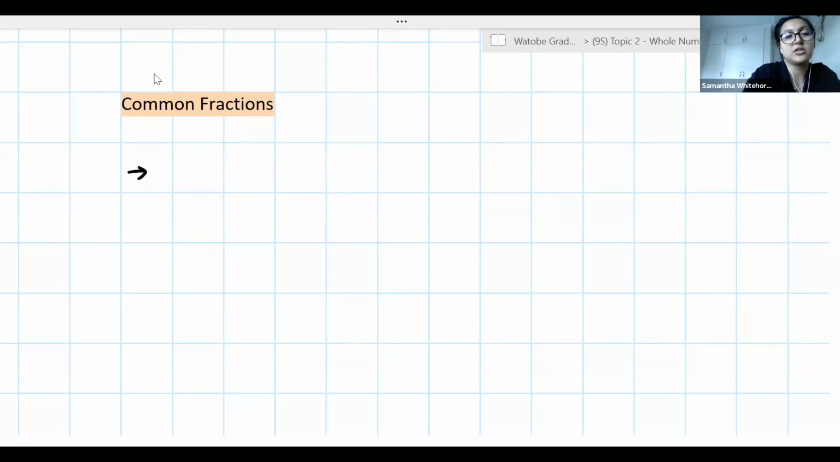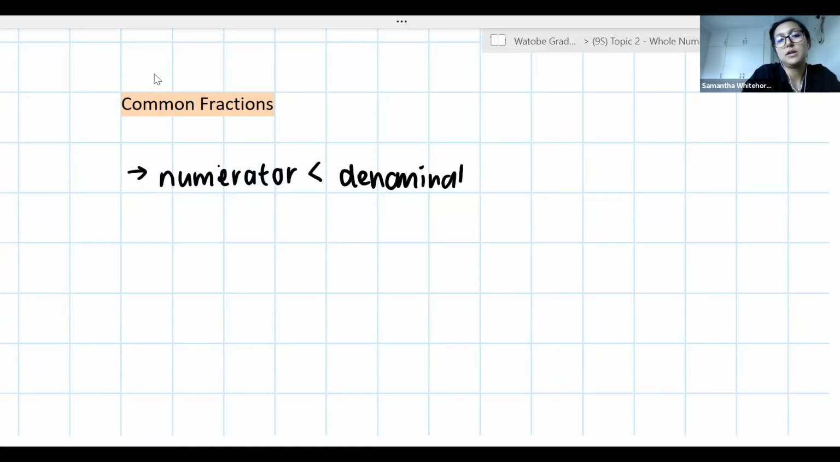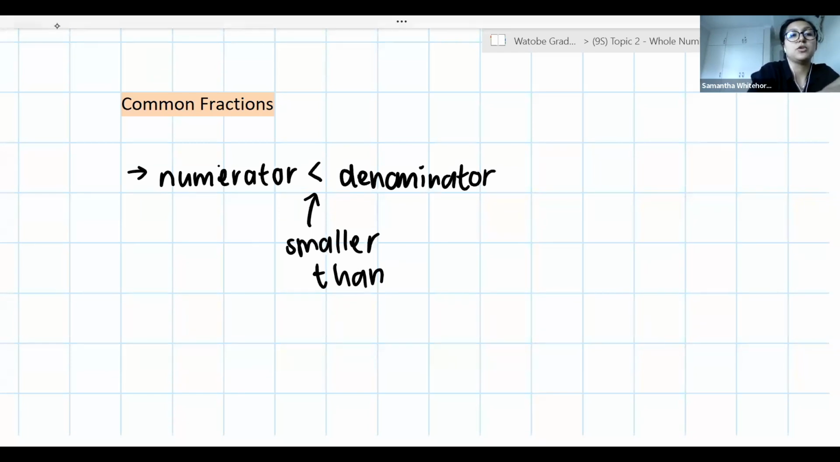Perfect. So guys, common fractions are basically where your numerator is smaller than your denominator. I'm being a bit lazy here with the symbol, so the symbol is smaller than. Now, that's all well and good, but obviously we need to understand what numerator and denominator actually mean.